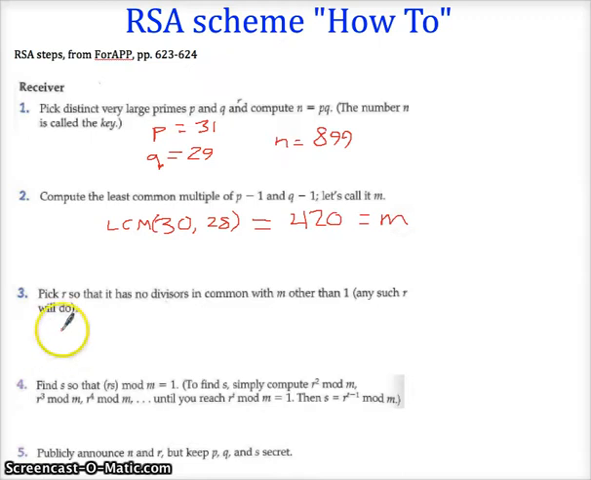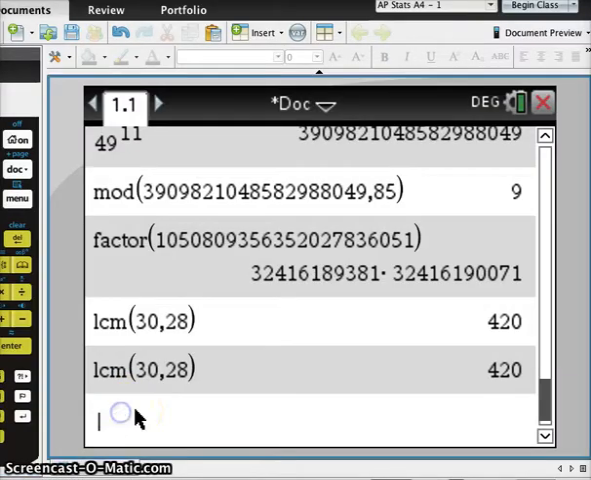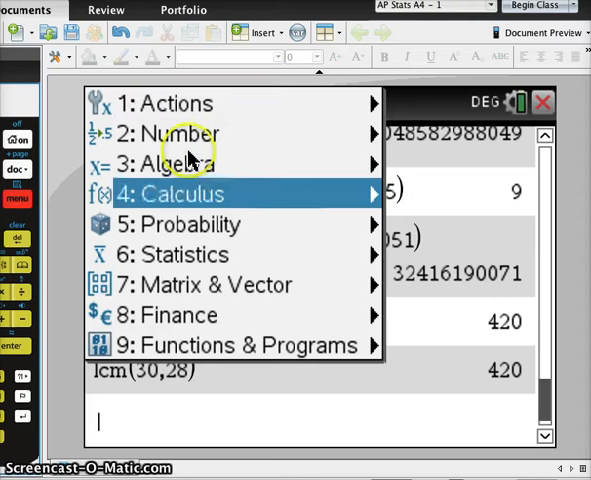All right, pick R so that it has no divisors in common with M other than 1. Another way to say it is relatively prime. So it doesn't have any of the same common factors as 420. One way to think about that is that if I did the LCM of my number R and 420, it would be 1. I was thinking the quickest way to check is to look at what the factors of 420 are.